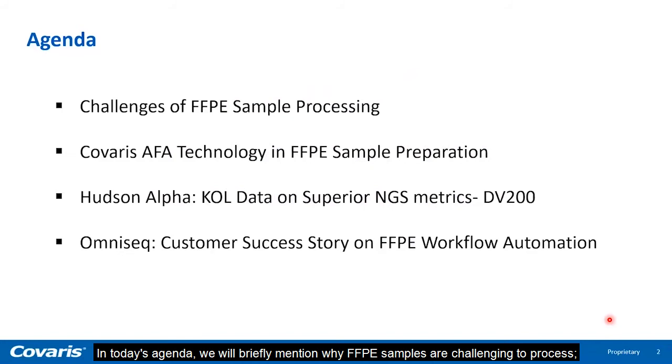In today's agenda, we will briefly mention why FFPE samples are challenging to process, how Covaris AFA technology offers a superior solution for FFPE sample preparation, present KOL data to support Covaris claims for high-quality NGS-grade nucleic acid extraction, and then we will close with sharing a key customer success story from Omniseq on Covaris FFPE workflow automation and high-throughput solutions.